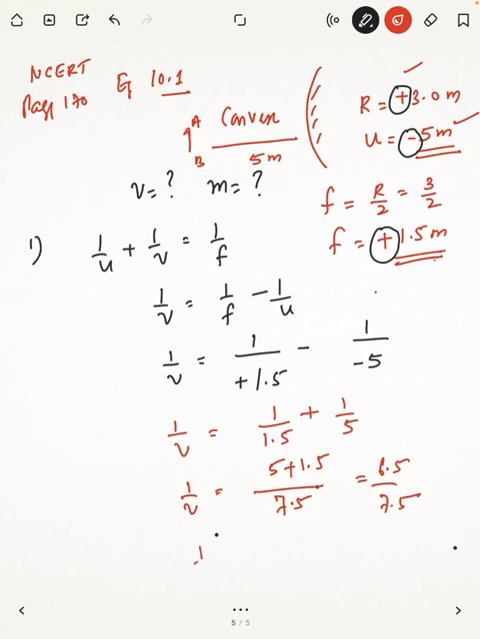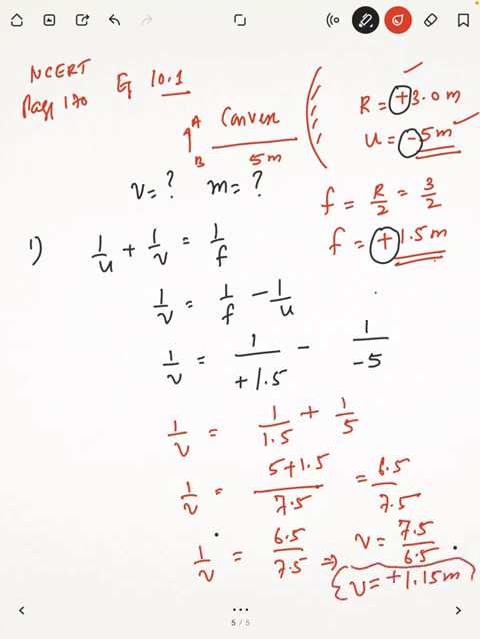So 1 upon v is equal to 6.5 upon 7.5, which means that you have to take the reciprocal to get v. It is 7.5 divided by 6.5. So the value of v is equal to 1.15 meter. It is a positive sign. Positive means that it's a virtual image. It is measured toward the right side from the pole.